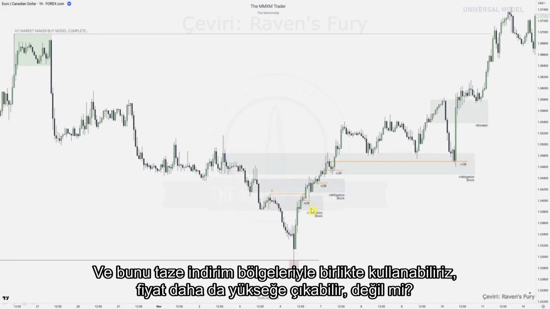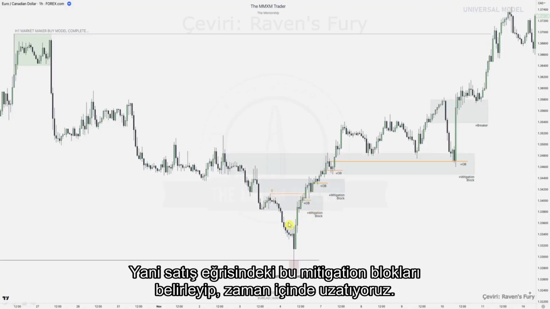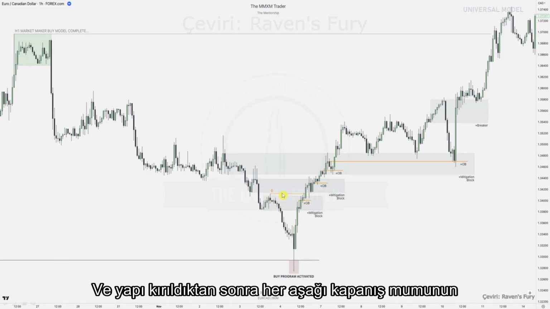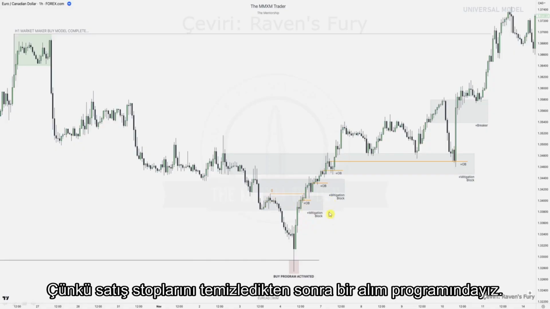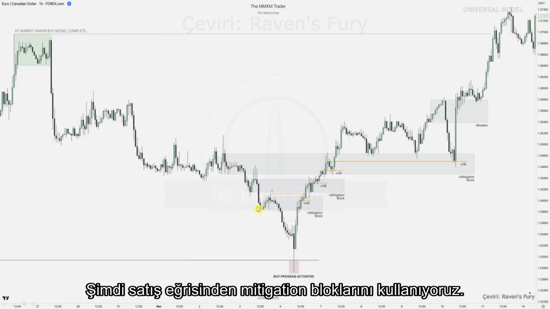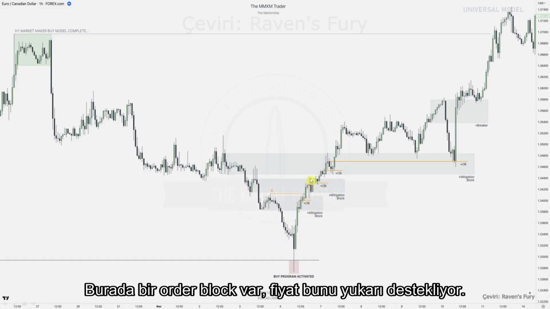Price can trade up higher, right? So outlining those mitigation blocks from the sell side of the curve, extend them out in time, and you can see clearly after that break of structure, every down close candle should support price up higher, right? Because we're in a buy program after clearing those sell stops. Now we use, from the sell side of the curve, those mitigation blocks. We've got an order block over here, price supports it higher.